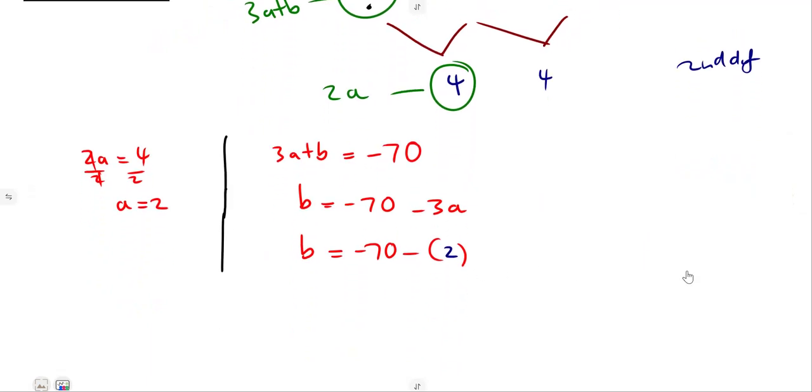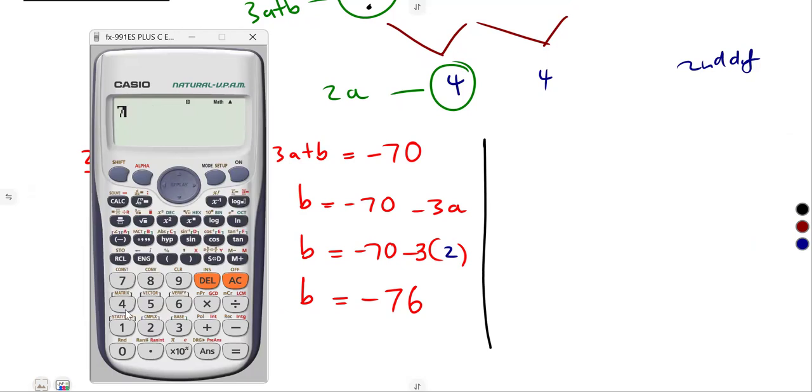That's negative 70 minus 6, which is negative 76. So b is going to be negative 76. You can just use the calculator directly here: negative 70 minus 3, open bracket, 2. This is positive 2. So that was going to give us negative 76.